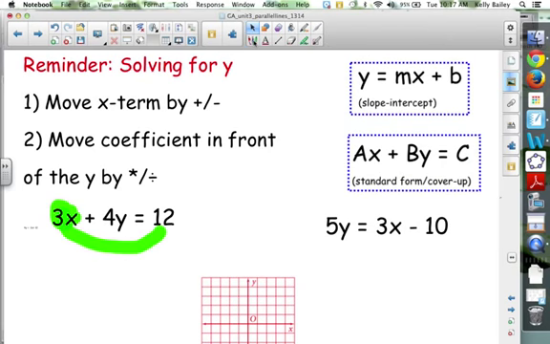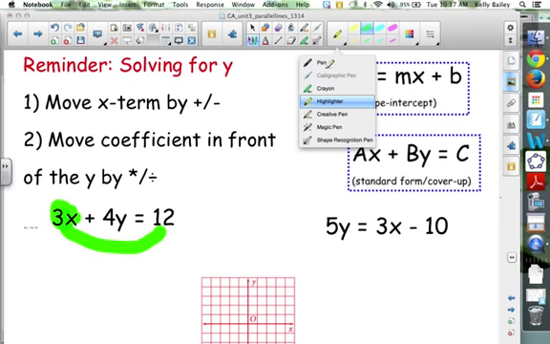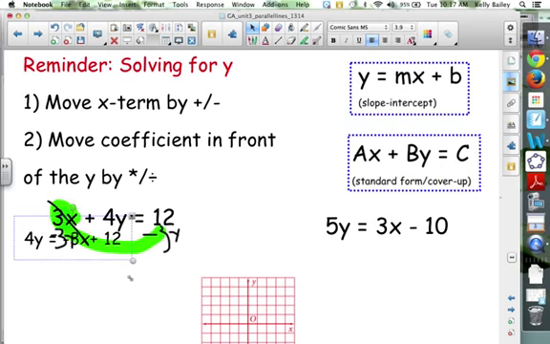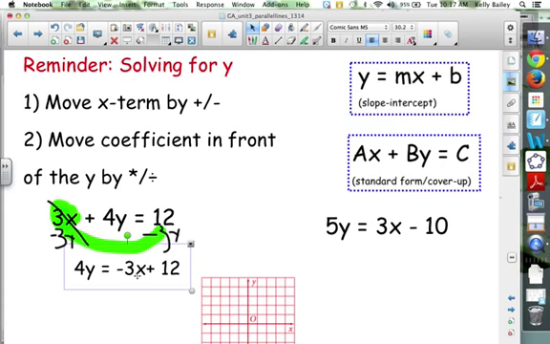And because it's a positive 3x, you're going to move the whole thing over by subtraction. So minus 3x, minus 3x. And you're left with, I have it typed in over here, 4y equals -3x plus 12. And I put the -3x so that it corresponds to the mx in the equation. Get the 4 to the other side by division.